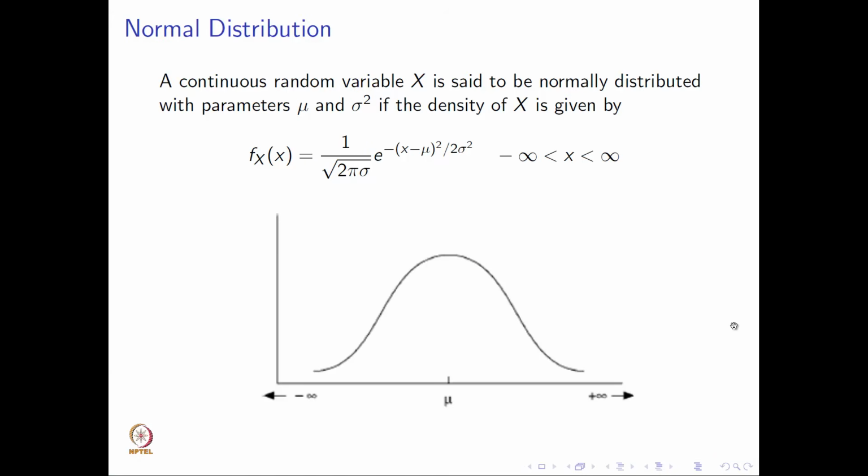A continuous random variable x is said to be normally distributed with parameters mu and sigma square if the PDF of the random variable x is given by the following expression. The normal distribution is also known as the Gaussian distribution and is one of the most important distributions that we will be using. The diagram represents the famous bell-shaped curve associated with the normal distribution.